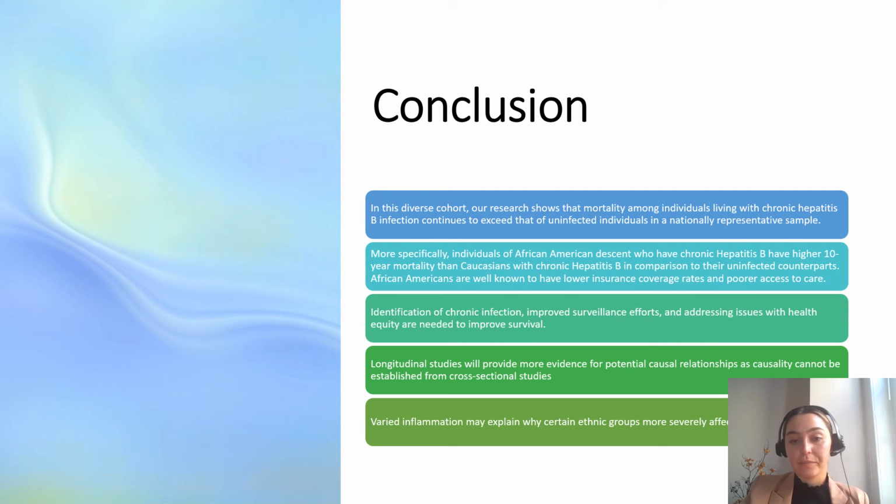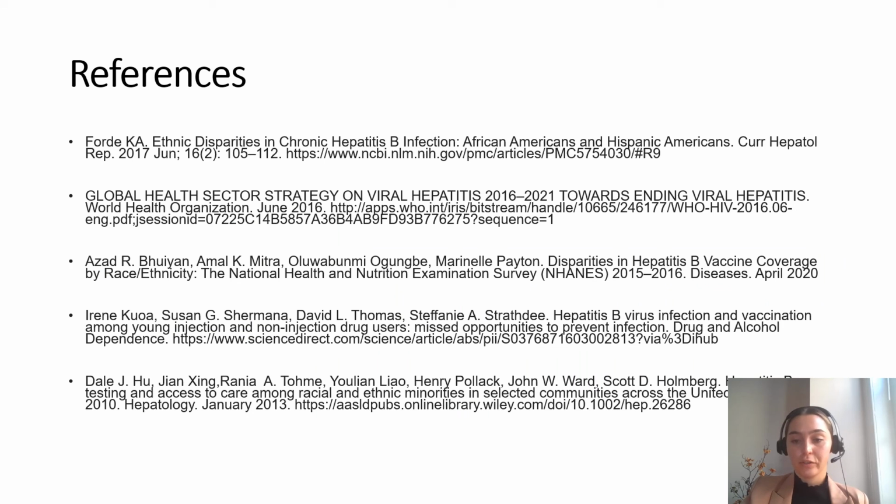Thank you, Dr. Banerjee. Here you can see our research conclusion. Our research shows that mortality among individuals living with chronic hepatitis B infection continues to exceed unaffected individuals in a nationally representative sample. It's important to note the correlation of the stigma between IV drug use and the stigma of the disease. Identification of chronic infection, improved surveillance efforts, and addressing issues with health equity are needed to improve survival. And here you can see our research references.